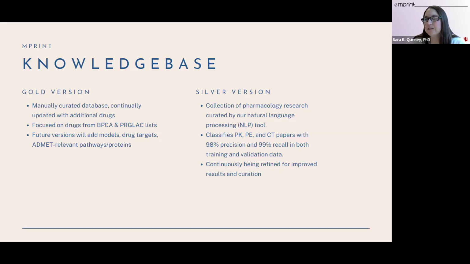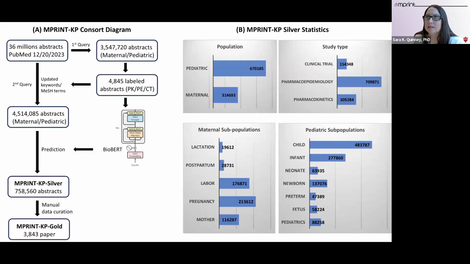The silver version is a larger collection of abstracts that were selected using a natural language processing tool, which are classified as either pharmacokinetic, pharmacoepidemiology, or clinical trial papers. And again, this is continuously being refined. Here you see some information on statistics on the abstracts and publications and data we have available in both the gold and silver knowledge base.